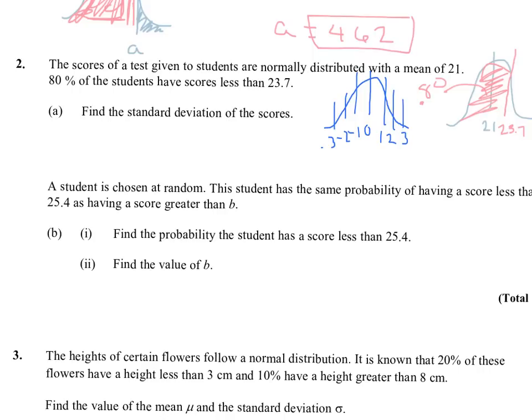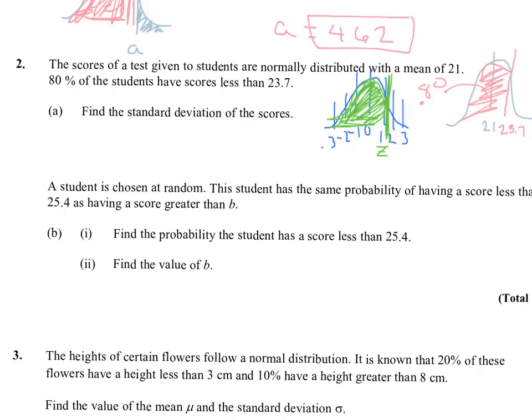So where is 80% less then? Where is that boundary? Well, we're not exactly sure, but it's somewhere around here. 80% is less than that boundary, whatever that boundary is. We don't know what that is, but we want to find that out. We're going to call that boundary z. It's our z-score. So we're equating this 80% is less than z to this 80% is less than 23.7.